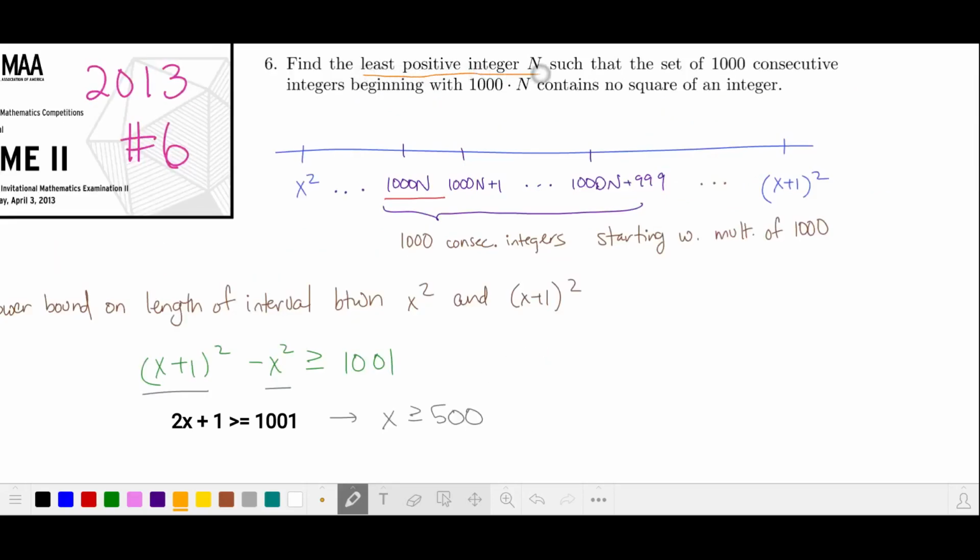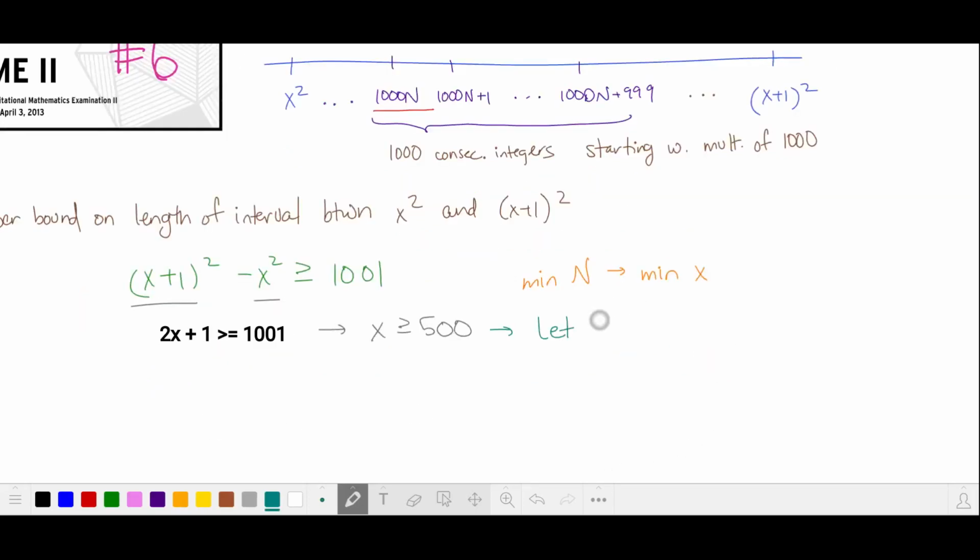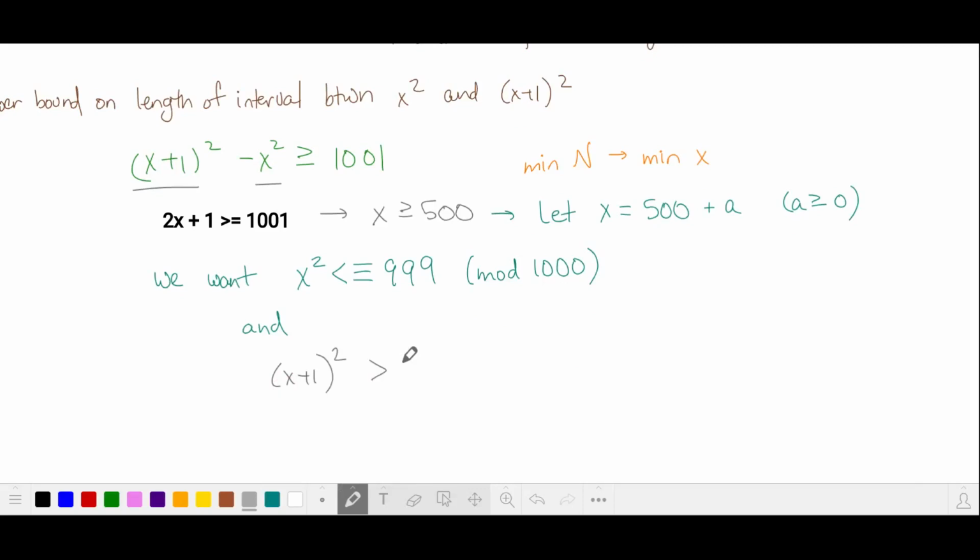Since we want to minimize n, it means we're also going to minimize x. Let's let x be equal to 500 plus a, where a is non-negative. Since we want these two perfect squares to straddle a multiple of 1,000, this means we want our first perfect square to be less than or equivalent to 999 in mod 1,000, and we want the next perfect square to be greater than or equivalent to 1 in mod 1,000. That means the multiple of 1,000 is going to be between these two perfect squares.